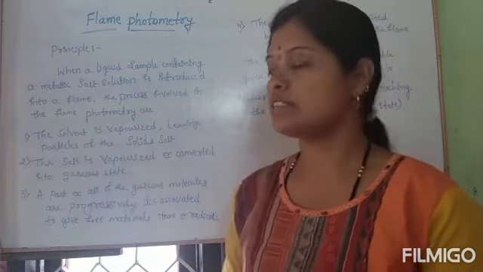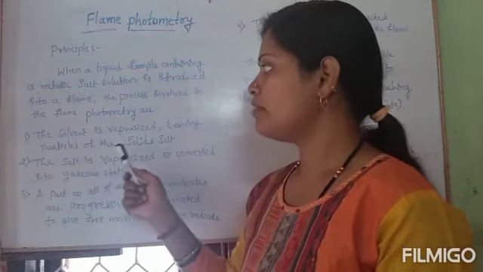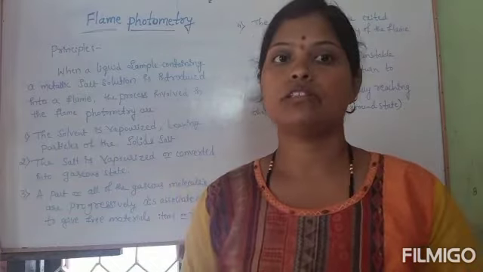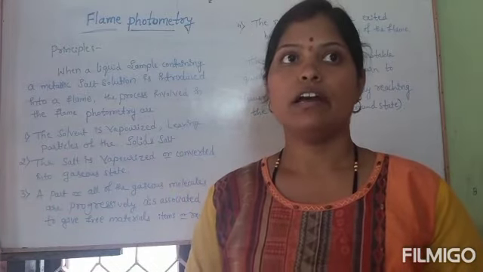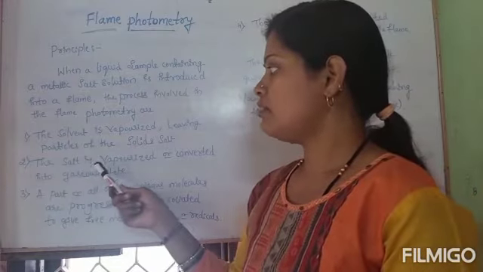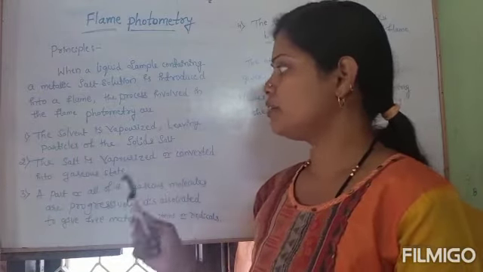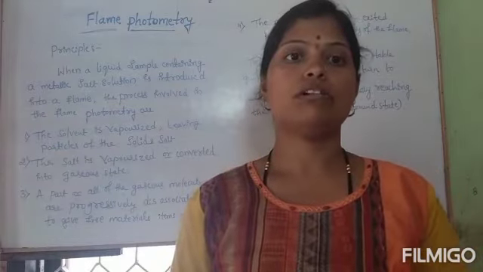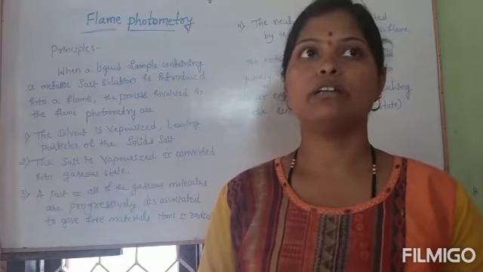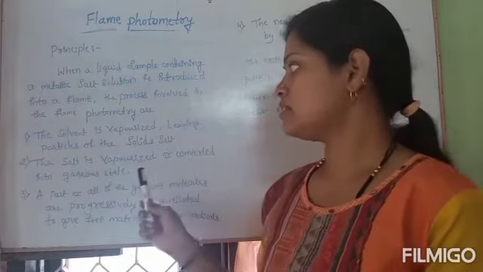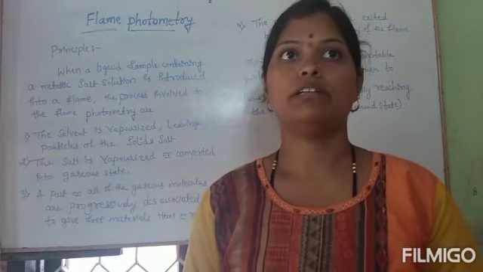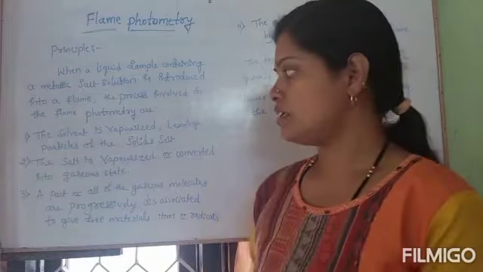In the first step, the solvent is vaporized, leaving particles of the solid salt. The solvent part in the liquid solution gets evaporated, and the remaining part is solid salt. The second step is the salt is vaporized or converted into a gaseous state. The remaining salt is burnt in the flame and converted into gaseous form.